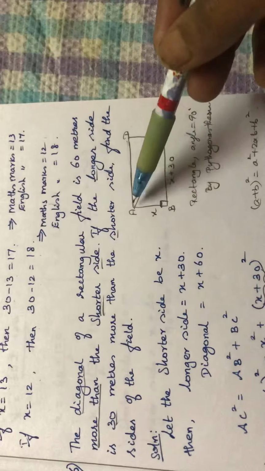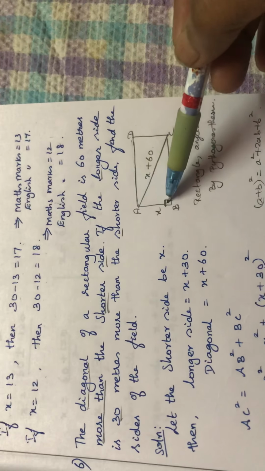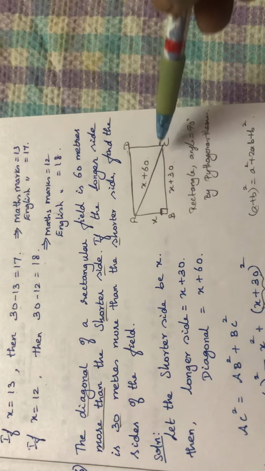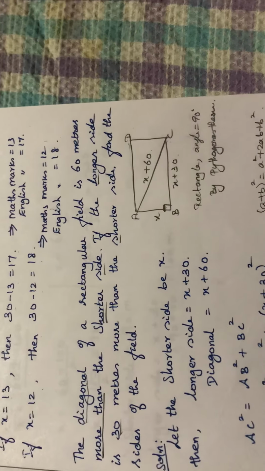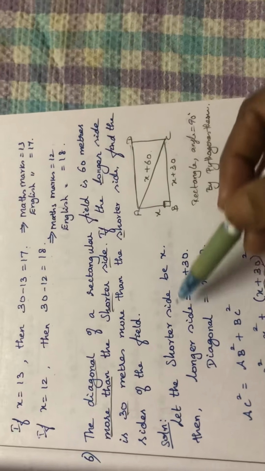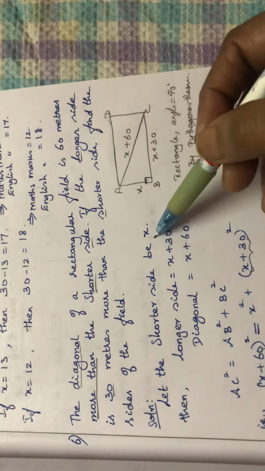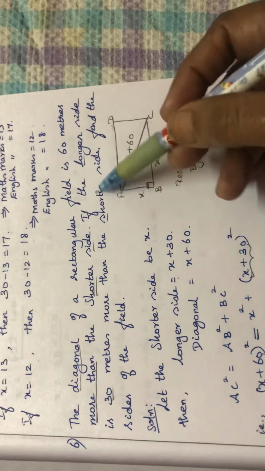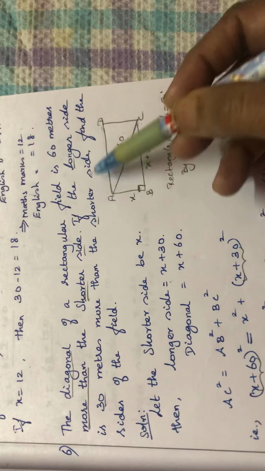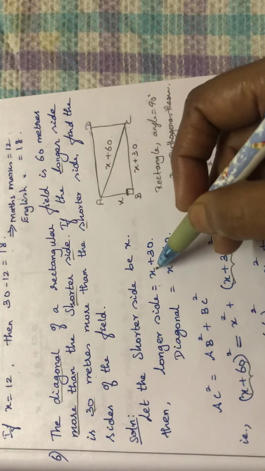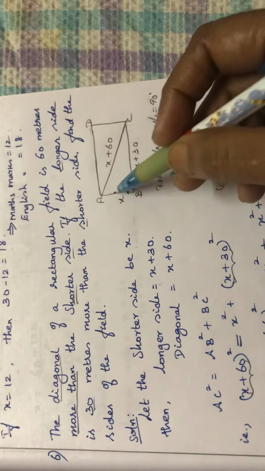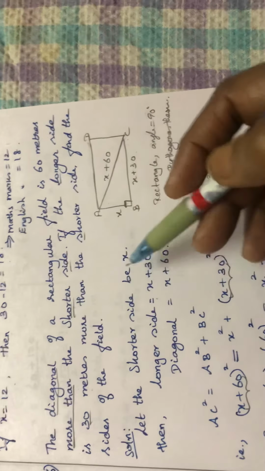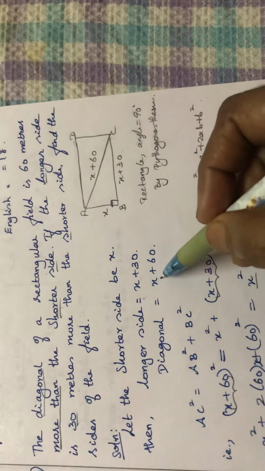So I am drawing the rectangle ABCD and taking shorter side. This is the breadth and then we had the diagonal AC. So what are the informations given? Shorter side we don't know, so we are taking it as let the shorter side be X. Then what will be the longer side? Longer side is given as longer side is 30 meter more than the shorter side. So longer side will be X plus 30. And diagonal, what is given? Diagonal of the rectangular field is 60 meter more than the shorter side. Therefore diagonal will be X plus 60.